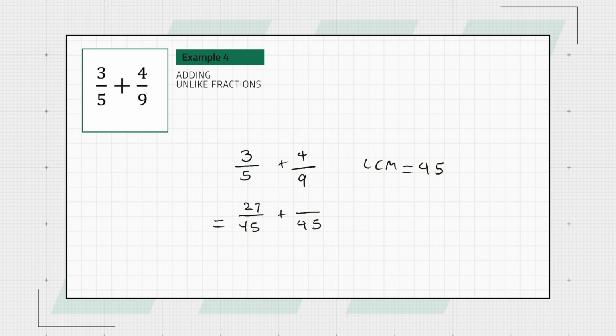How have I gone from the 9 to the 45? I multiplied it by 5, so I have to do the same to the 4, which is 20. 4 times 5 is 20. Okay, add those two together because they're now like fractions, and we get 47 over 45. Now, we have an improper fraction, so let's convert it to a mixed number, and we get 1 and 2 over 45.